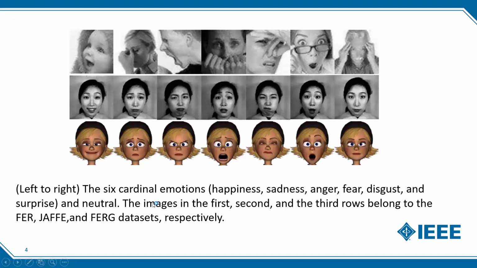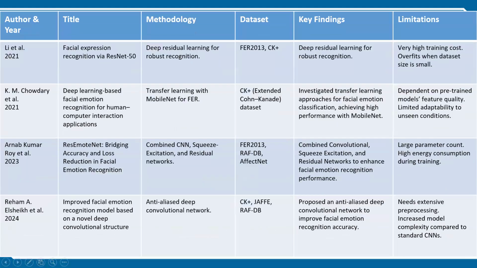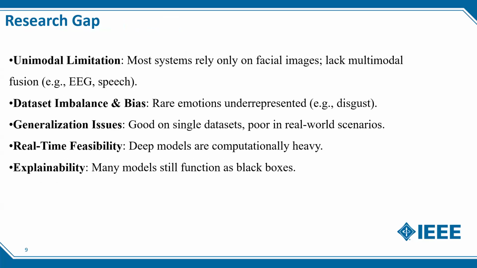The six cardinal emotions: happiness, sadness, and so on. The images in the first, second, and third rows belong to the FER, JAFFE, and FERG datasets. These datasets are widely employed for face-based emotion recognition. If you are interested, you can note down the names of the datasets.